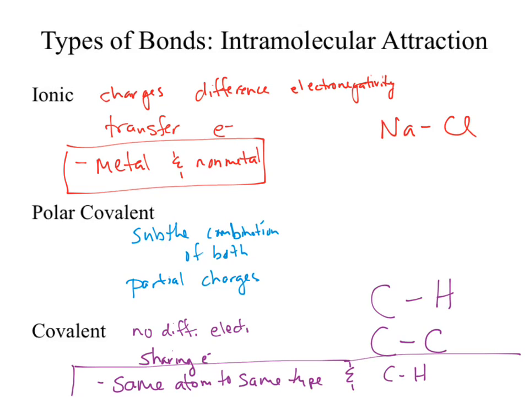What do we do for our polar covalent? What type of bond do we have between oxygen and hydrogen? Polar covalent. How do you know it's polar covalent? Now you can cheat and just jump to the color coding.